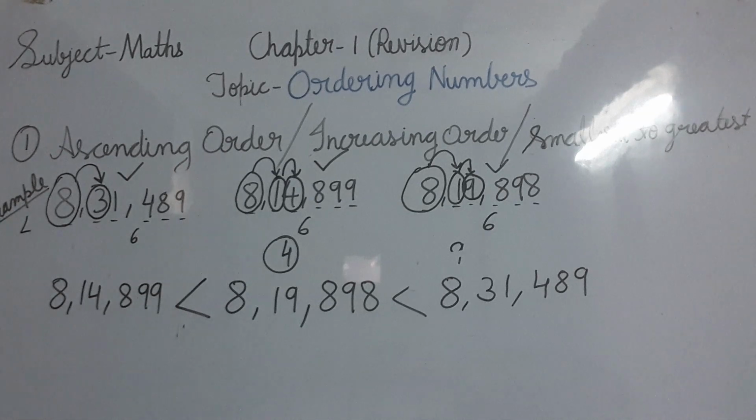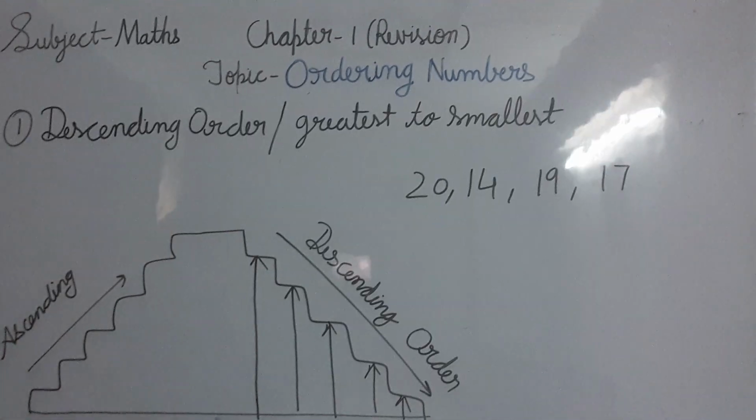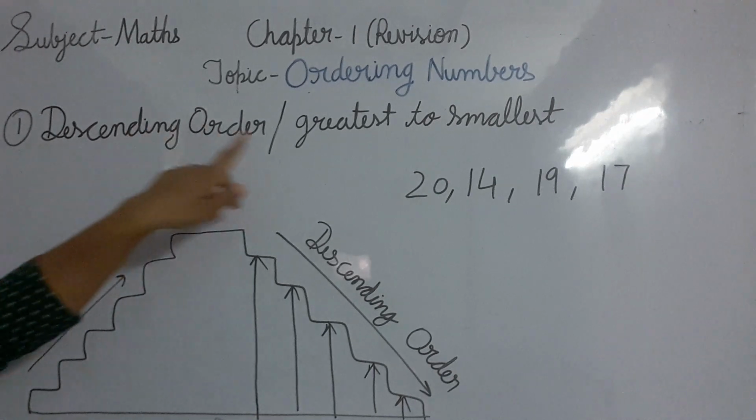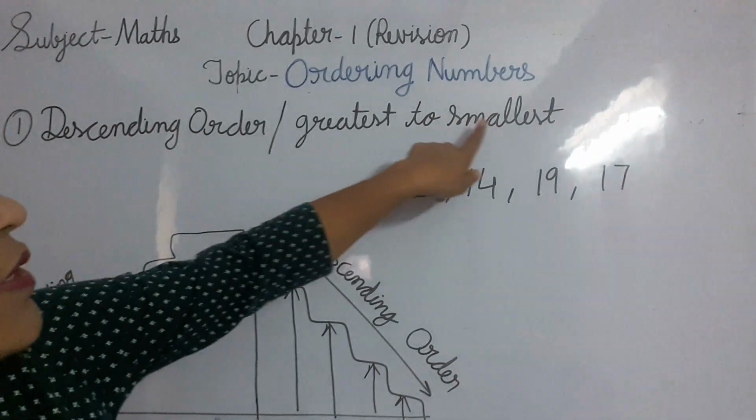Clear? Now let's see descending order. Next is descending order. It is also called decreasing order, meaning greatest to smallest.